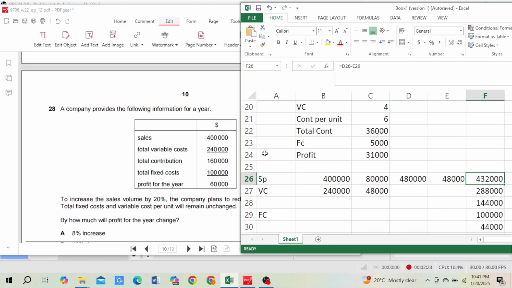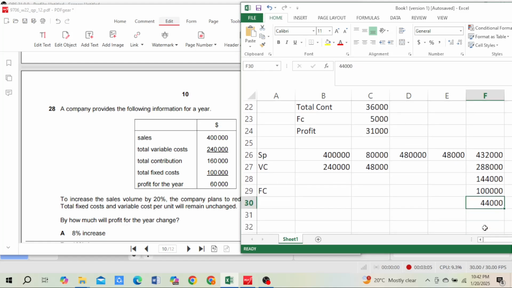Along with that, variable cost is 240,000, and the variable cost will also increase because we are increasing the output. So variable cost also increases by 20%. 20% of 240,000 is 48,000. So the new variable cost is 240,000 plus 48,000, which is 288,000. Sales minus variable cost gives me the contribution. So contribution in this case is 144,000, and the fixed cost is 100,000. So the new profit is 44,000.